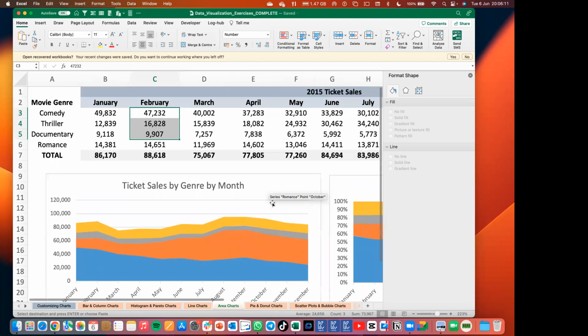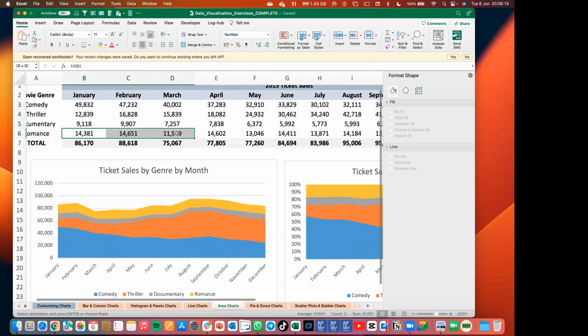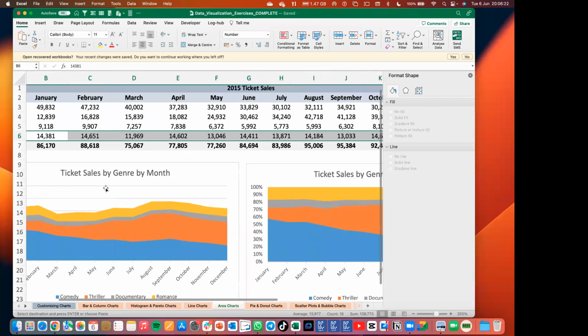Let's look at its data. When you look at romance, you'll see that it is 14, 14, 11, 14, 13, 14, 13. You see, that's the equilibrium we are seeing here.